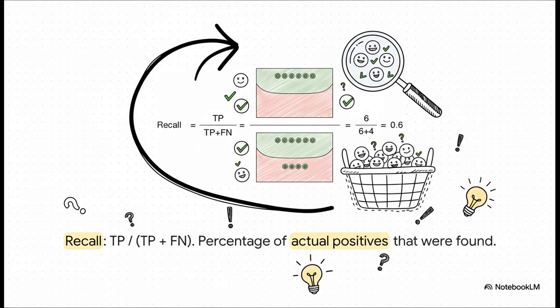And then you've got recall. Now this asks a completely different question. It says, of all the things that were actually positive in the real world, how many did our system manage to catch? This is all about completeness or sensitivity. Did we miss anything important?